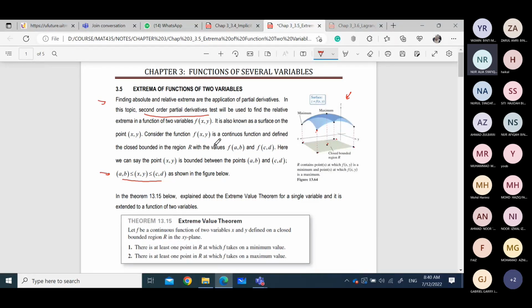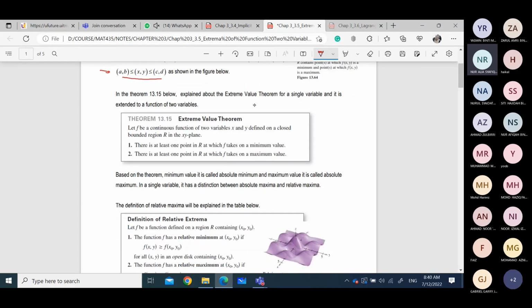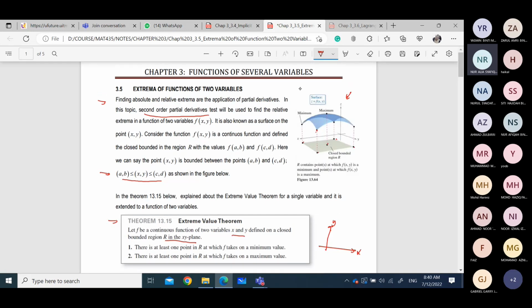Okay, so now we look at theorem 13.15. It explains the extreme value theorem for a single variable, extended to a function of two variables. So this theorem is about the extreme value theorem. Let f be a continuous function of two variables x and y defined on the closed bounded region R in the xy plane. When it says xy plane, it means we focus on the x and y axes. If it involves a surface, we have another axis which is z.